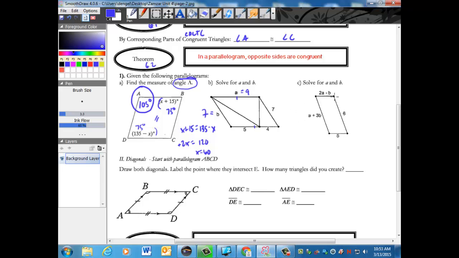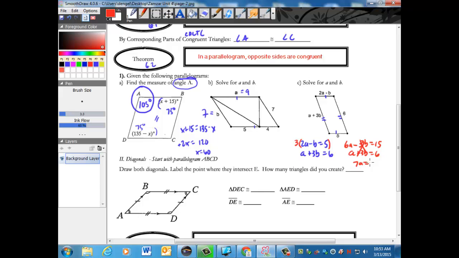All right, next we have solve for A and B. We're going to say that these two sides are congruent. So 2A minus B is equal to 5. And these two sides are congruent. A plus 3B is equal to 6. We're going to use elimination. We're going to multiply the top by 3. And that gives me 6A minus 3B equals 15. Here is A plus 3B is equal to 6.